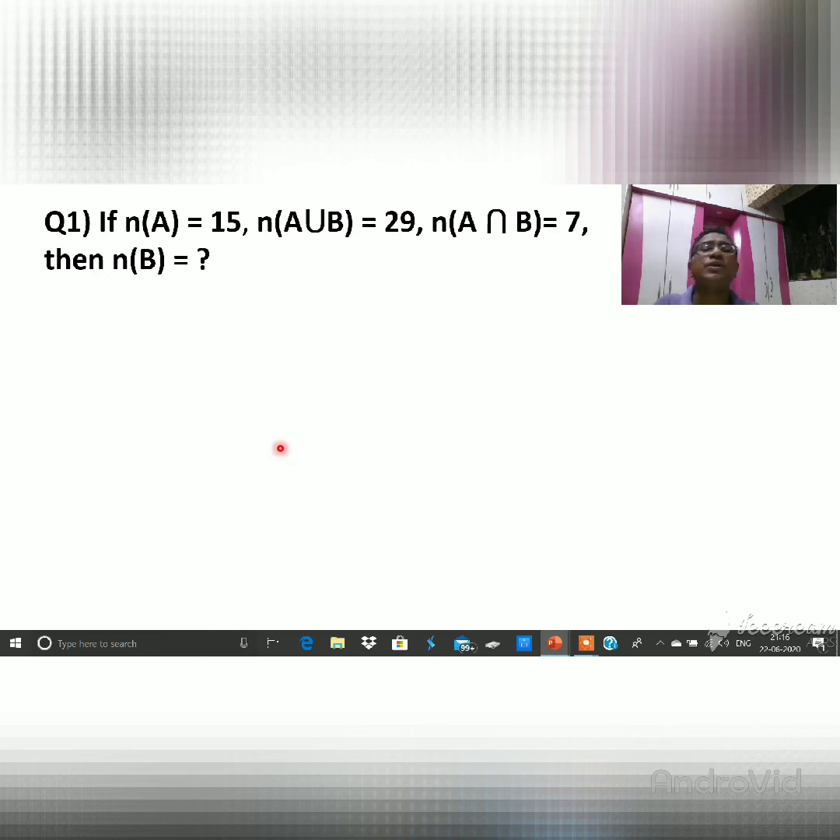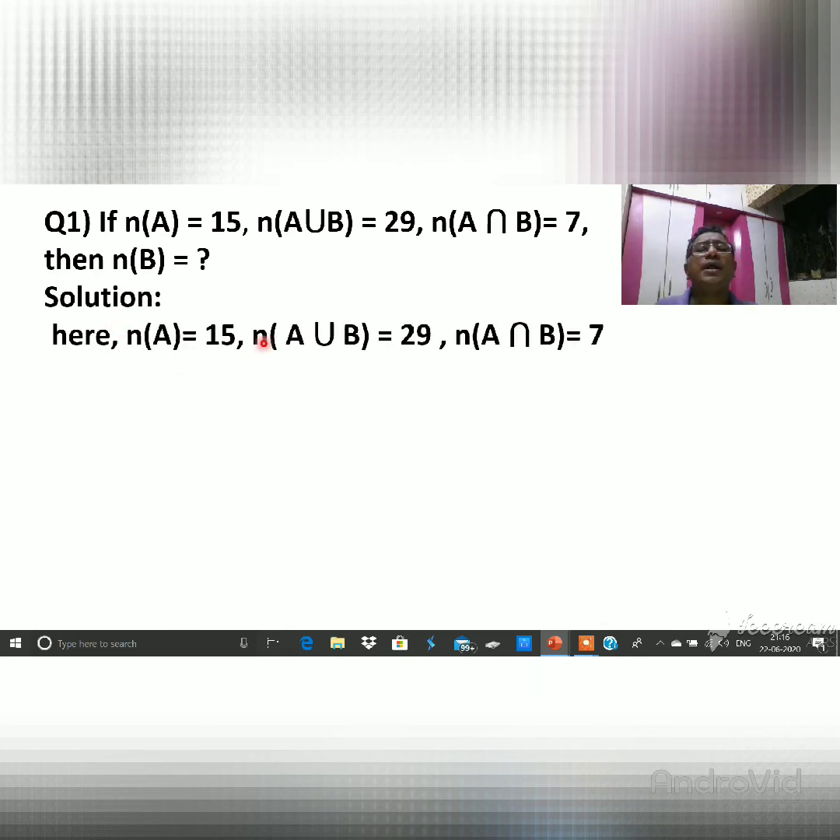So see, this is question number 1. Number of A is equal to 15. Number of A union B is equal to 29. Number of A intersection B is equal to 7. I want to find out number of B. Solution means what is given is written here. In the solution we write: number of A is 15, number of A union B is 29, number of A intersection B is 7. I want to find out number of B.